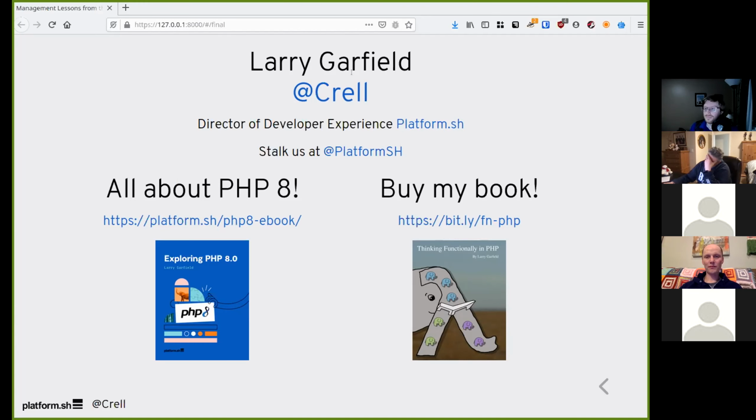Another question. What problem is PHP 8 solving over 7.x? That's an interesting question. And the fact that there is no single answer to that is kind of the point.